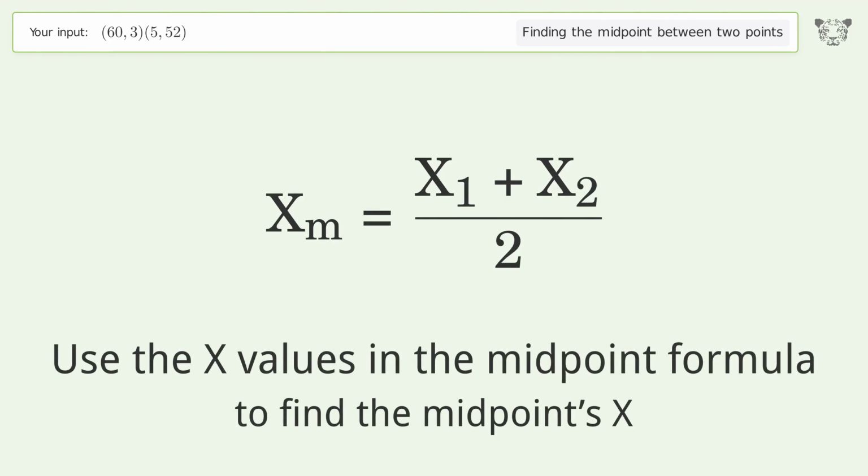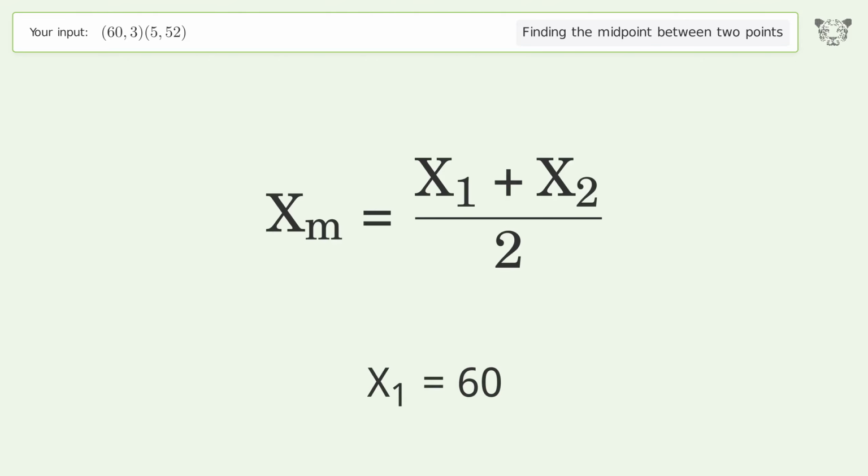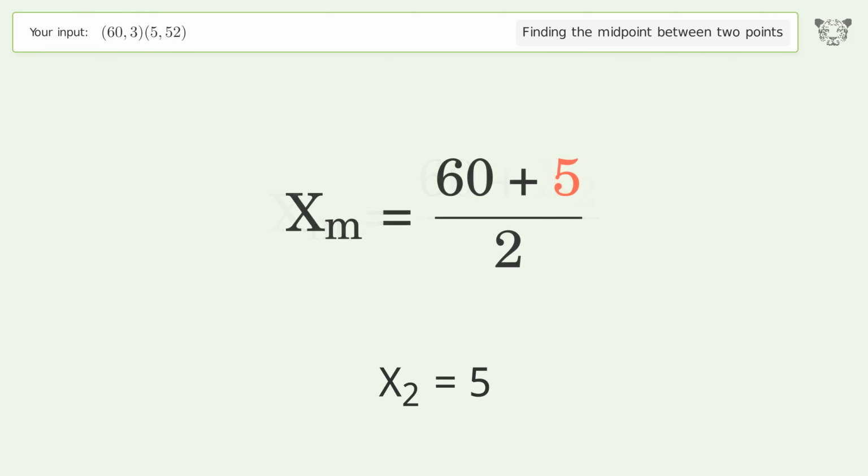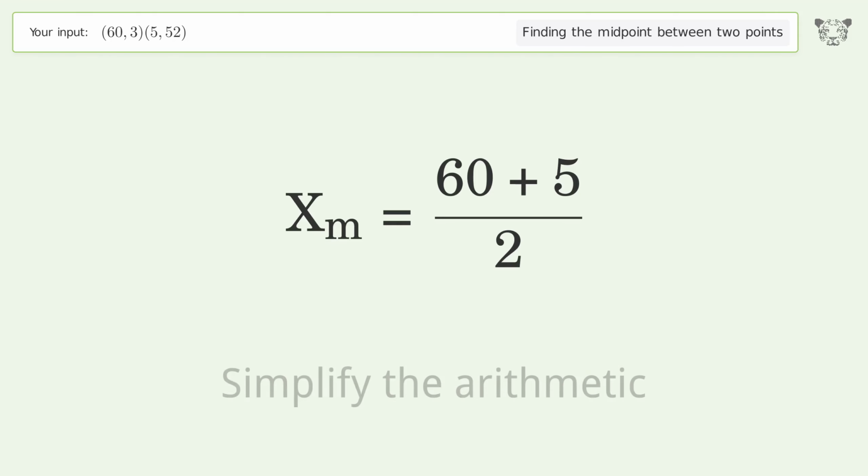Use the x values in the midpoint formula to find the midpoint's x. x1 equals 60. x2 equals 5. Simplify the arithmetic.